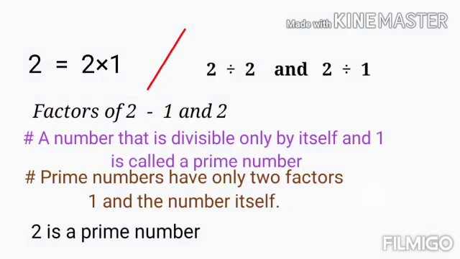Explaining in simple words, you can say the number which does not come in any other number's table is called a prime number. Means 2 doesn't come in any other table. 2 comes in only its own table and it is divisible by 1 only. So these are prime numbers.